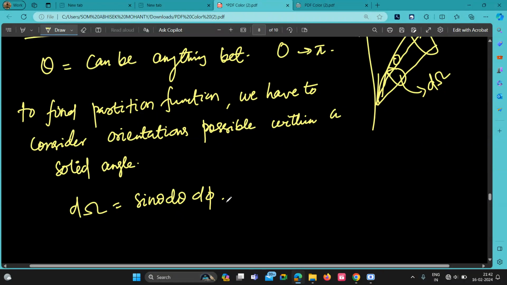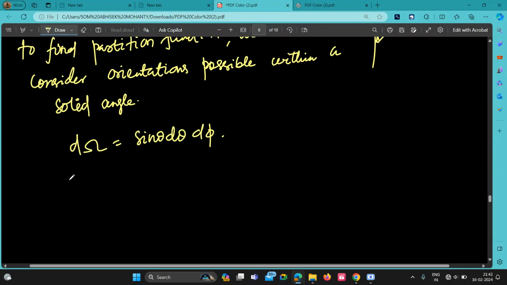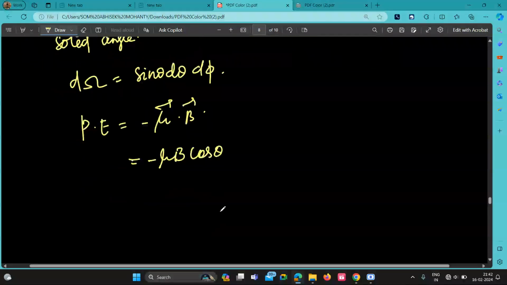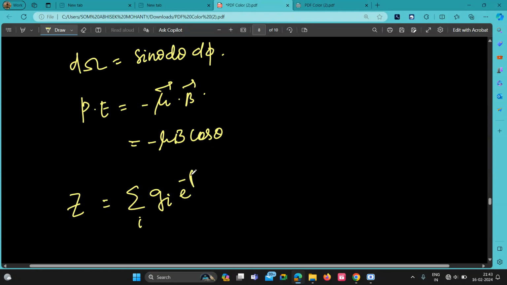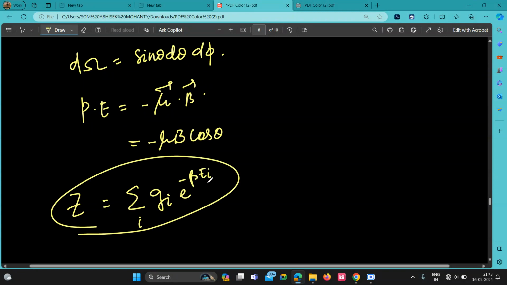Okay, so our potential energy is how much? Minus mu dot b, I can write as minus mu b cos theta. So to find the potential energy, actually, we have to do what? Focus on all possible orientations, because the basic idea to find the partition function is to consider each possible energy state, because the partition function is summation over i of g_i e to the power minus beta E_n. So we have to take every energy possible.